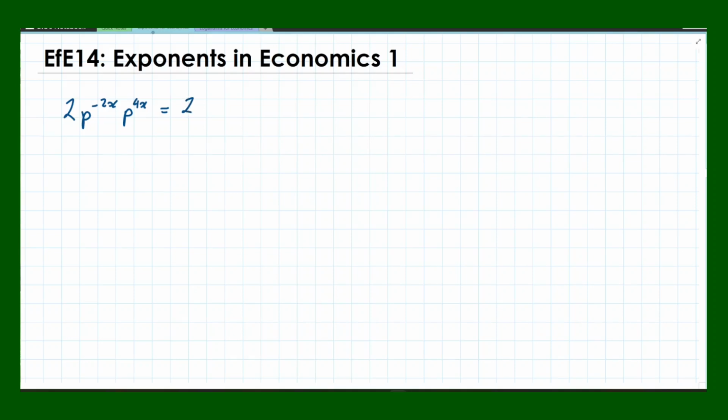So 2 stays. The power of p is now going to be minus 2x plus 4x. Now, I don't know the value of x, but I know if I have negative 2 of them and positive 4 of them together, they make positive 2x. So the final answer will be 2p to the 2x.